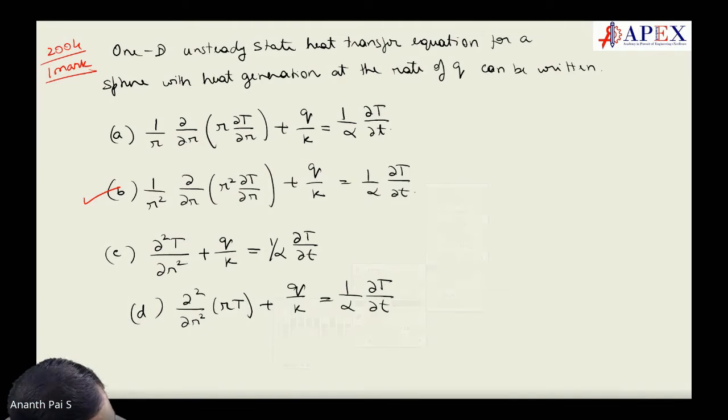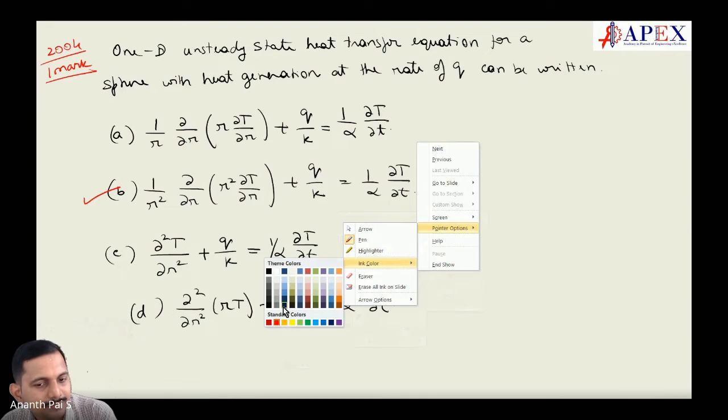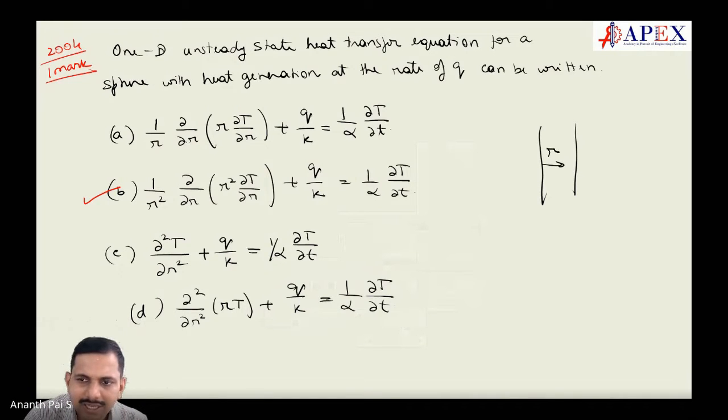Can I go? Third one, tell me what is third. Fourth is not required. Third one is for a slab, is it not? We can take plane wall, slab. Let us take this as R, that's it. R is just a variable. So be comfortable with change in notations.